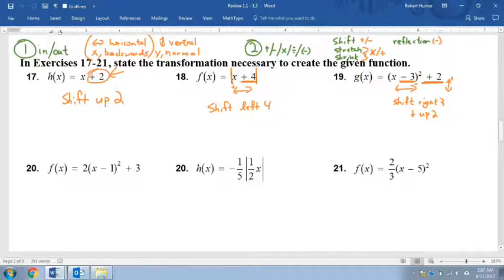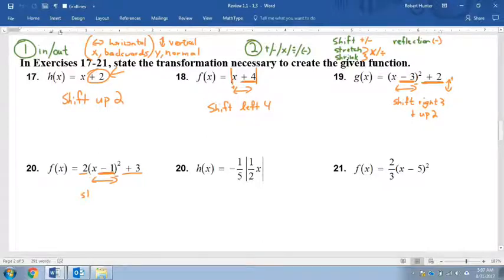Number 20. Feel free to pause anytime you want to stop, but I'm just going to keep going. You've got 3 things going on there. You've got the 2 out front, you got the negative 1, and you got the positive 3. So I'm going to start with the minus 1 on the inside. Again, if you're subtracting, you are shifting. And a negative minus 1 is normally to the left. But since we're inside, we're backwards. So we're really going to the right.